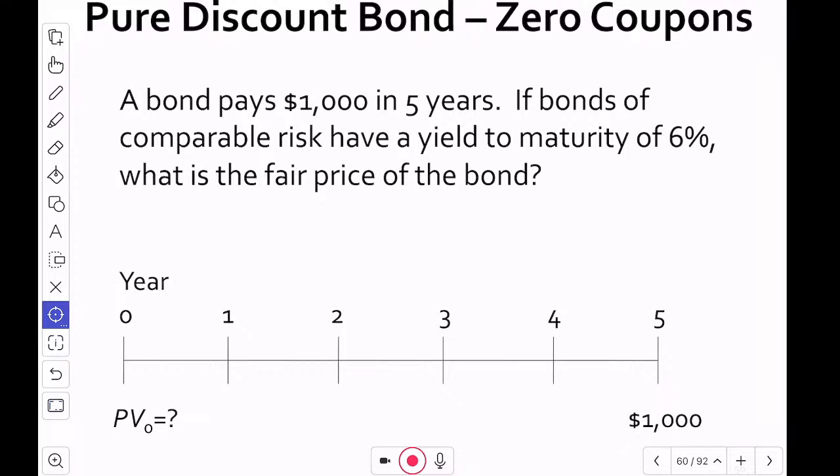So what is it worth today if bonds of comparable risk have a yield to maturity of 6? What's the yield to maturity? What does that mean? So we did talk about this when we talked about the perpetuity and the bond, the console bond.